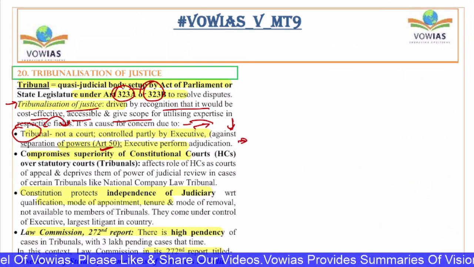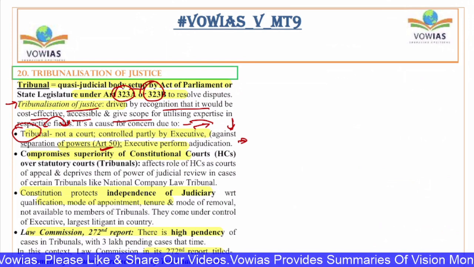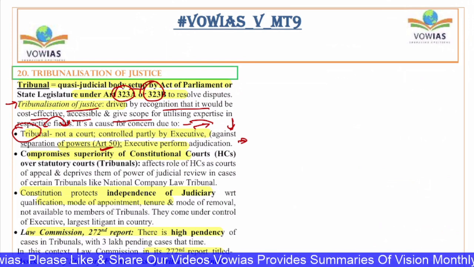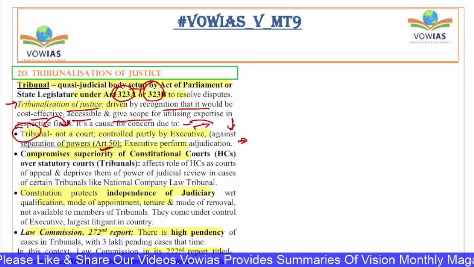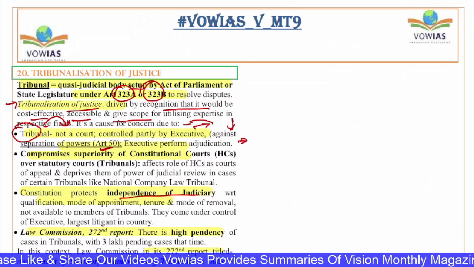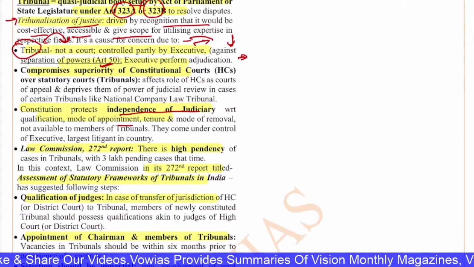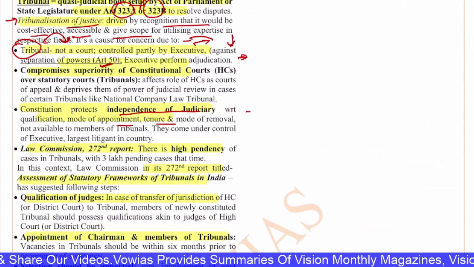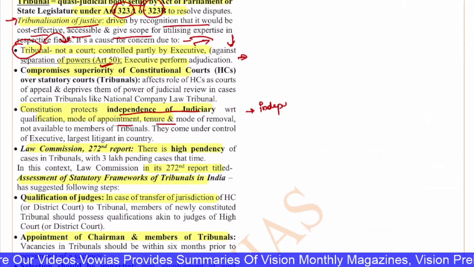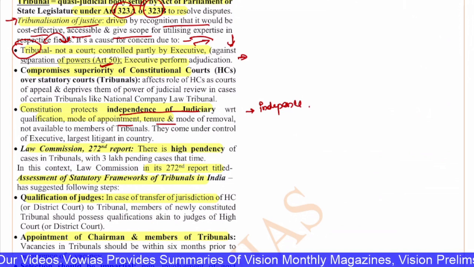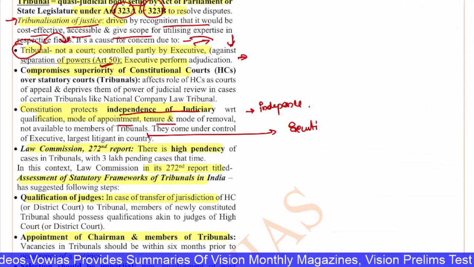It compromises the superiority of constitutional courts like the high courts, because the tribunals basically are just statutory bodies. The constitution protects the independence of the judiciary with respect to qualification, mode of appointment, tenure and all. So the judiciary generally has more independence in the way it functions, but the tribunals are controlled by the executive which is in power. So when the executive has control, then obviously politics will enter into the picture. This is what we are seeing.